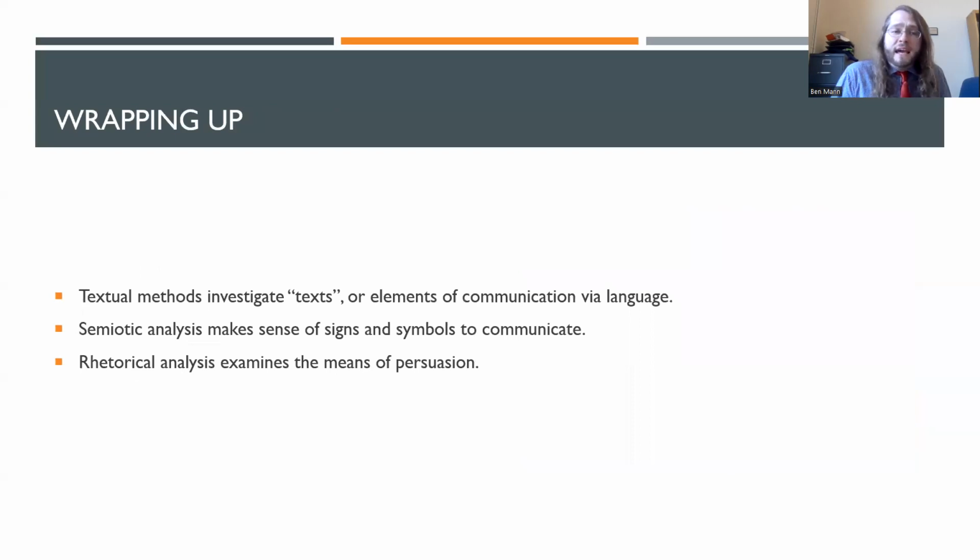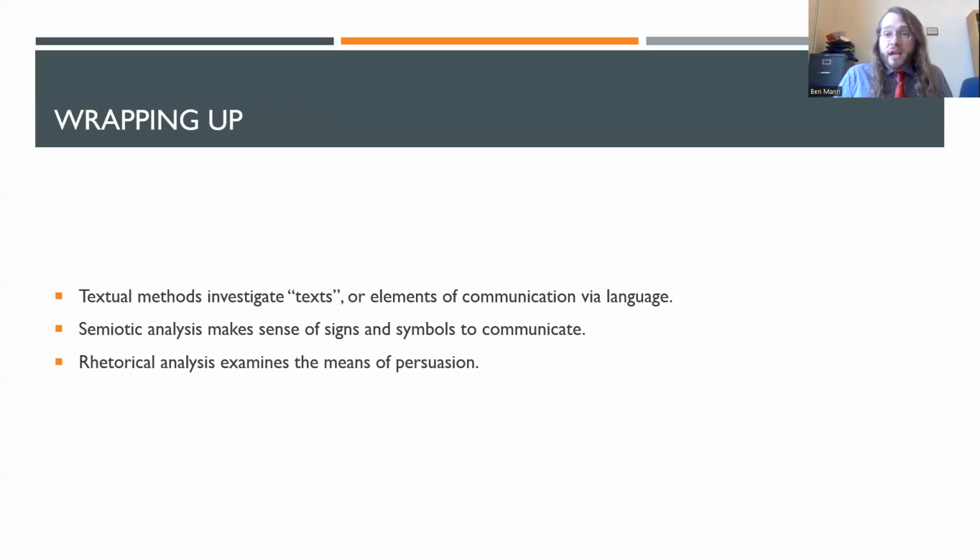So to wrap up some of the key ideas we talked about, right? Textual methods are looking at texts. They are looking at stable things that use language, that use symbols, that communicate in a variety of different ways, whether it's a visual poster, a film, speech, some type of essay, right? They're using language and communication to engage. And if we take a semiotic approach, we're looking at how those signs and symbols are being used. And if we look at a rhetorical approach, we're looking at the persuasive message and how that persuasive message is working. How are they able to convince people, right?